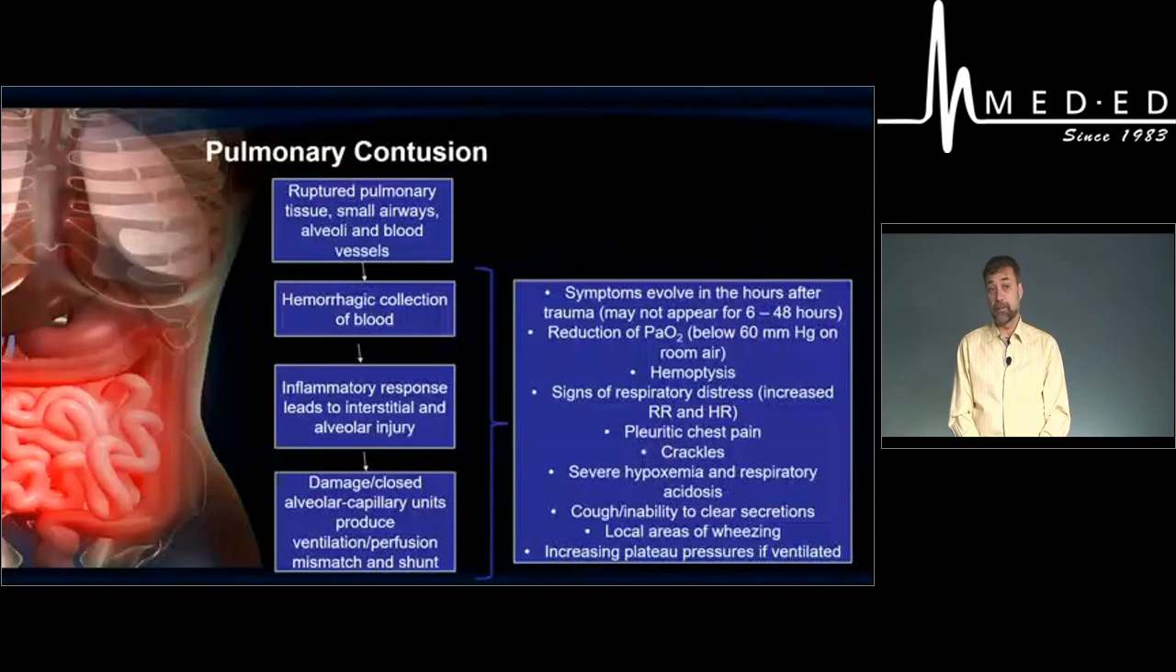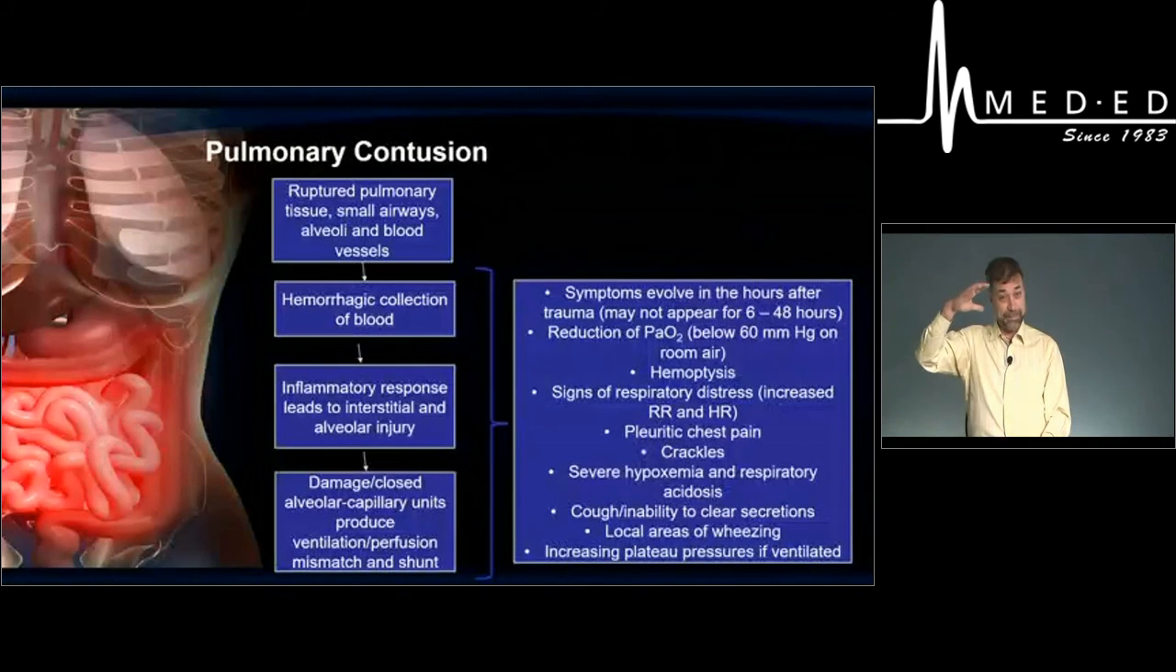Ultimately, they're going to end up with a ventilation perfusion mismatch and shunt. Now, pulmonary contusions tend to be a more delayed injury. It's not necessarily present immediately at the time of resuscitation. The injury is there, but the symptoms may take as long as 6 to 48 hours to develop. So this is more likely to show up in the critical care unit after admission.